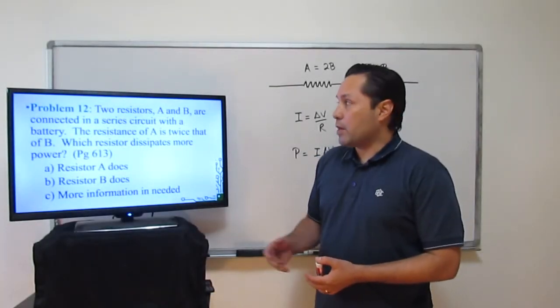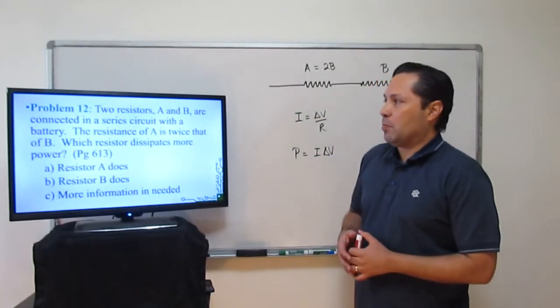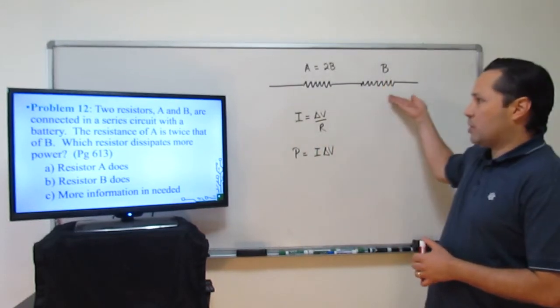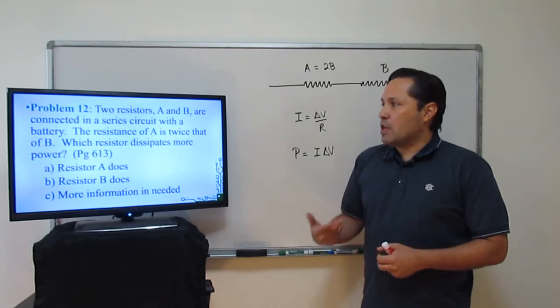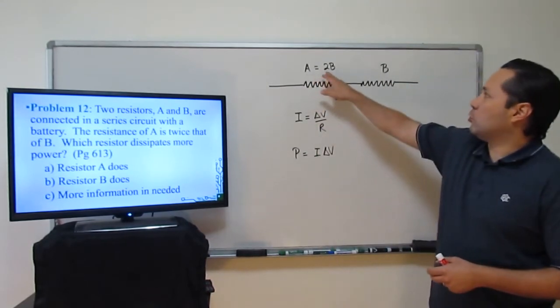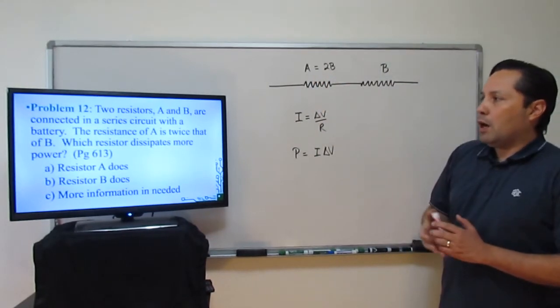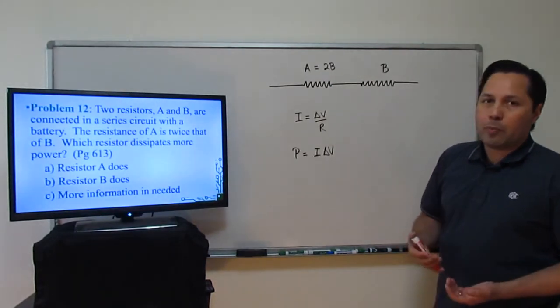In problem 12, they ask us, two resistors A and B are connected in series, as you see here, in a circuit with a battery. The resistance of A is twice that of B, so A is equal to 2 times B. Which resistor dissipates more power?